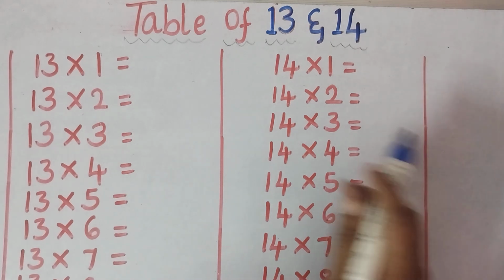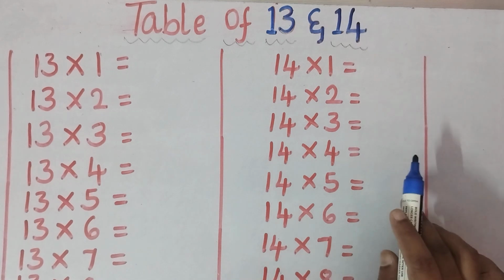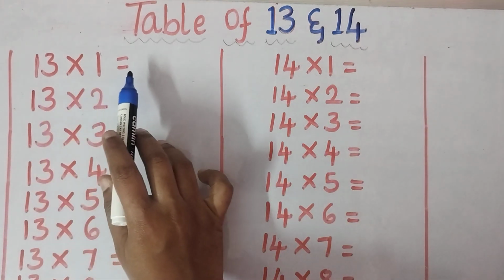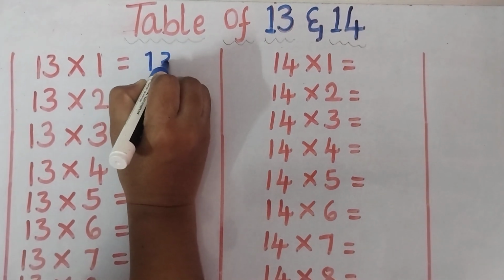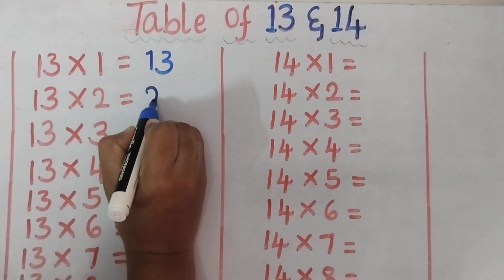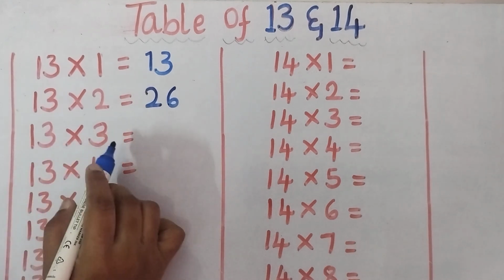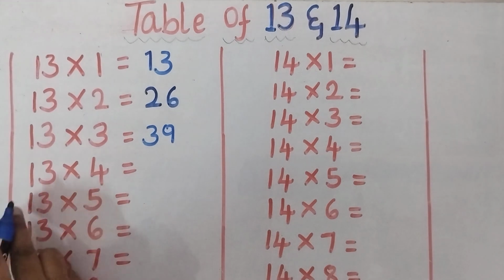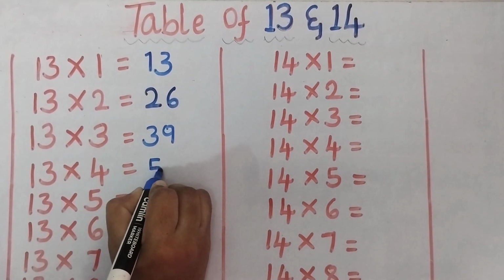Children, today we will learn how to write and read the tables of 13 and 14. So let's start. 13 into 1, 13 ones are 13. 13 twos are 26. 13 into 3, 13 threes are 39. 13 into 4, 13 fours are 52.